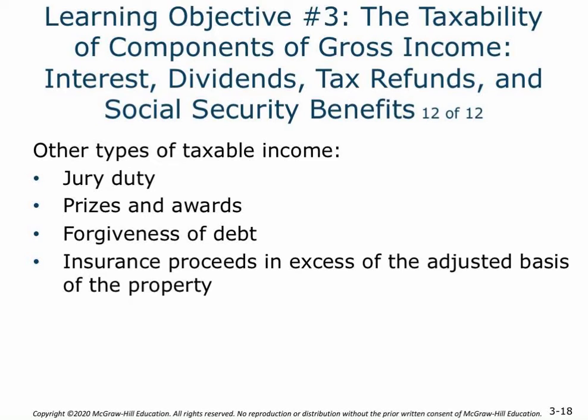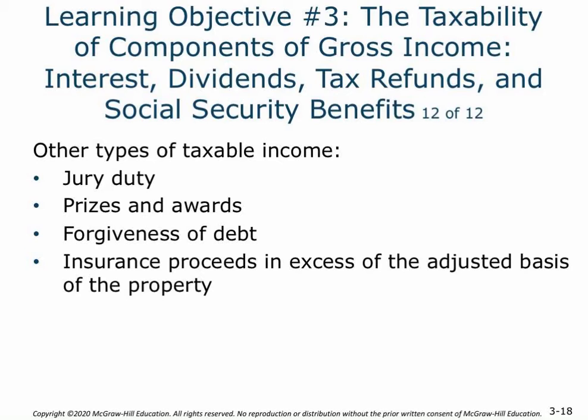So other types of taxable income are going to be jury duty. If you go to jury duty, you'll get a stipend that usually pays for lunch and maybe some parking. That is technically going to be taxable income. If you win the lottery, prizes and awards are going to be taxable income. If debt is forgiven, say you had $10,000 of credit card debt and the credit card company said, we're not going to recover this, so don't worry about it, we're going to forgive your debt, then that's going to be considered $10,000 of gross income in the year in which they did it. So you would have to pay tax on it.